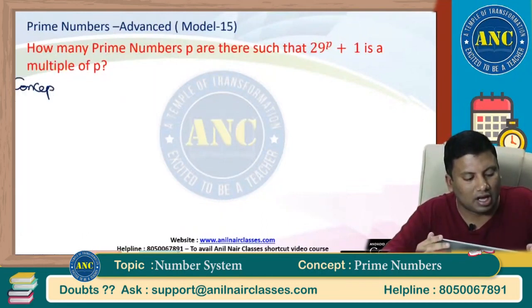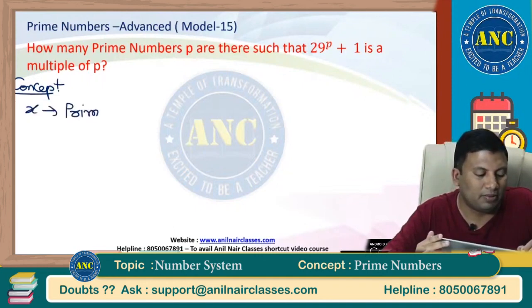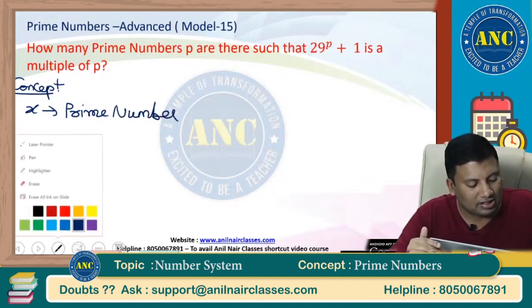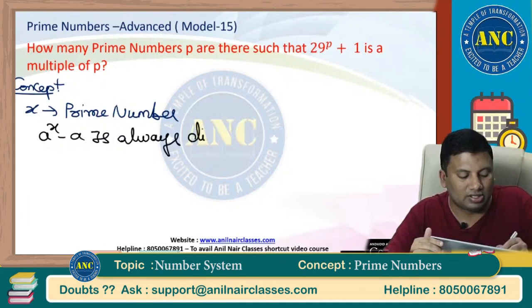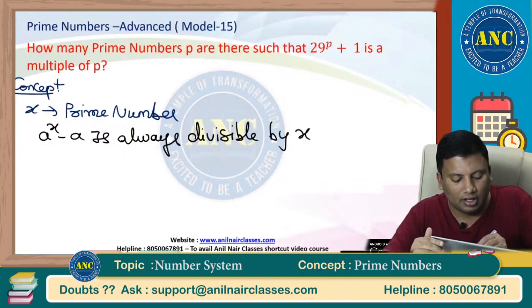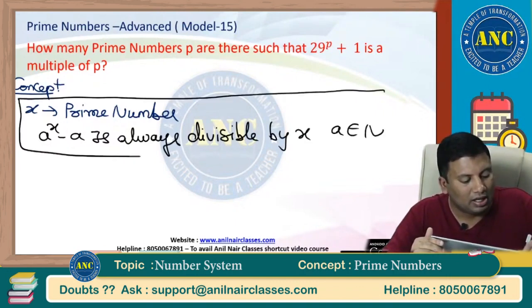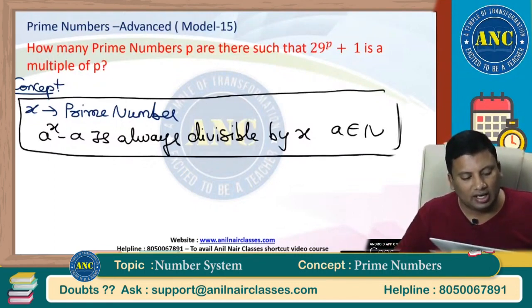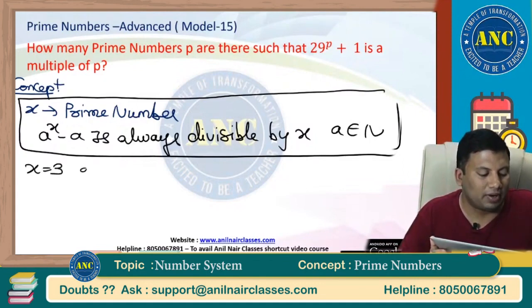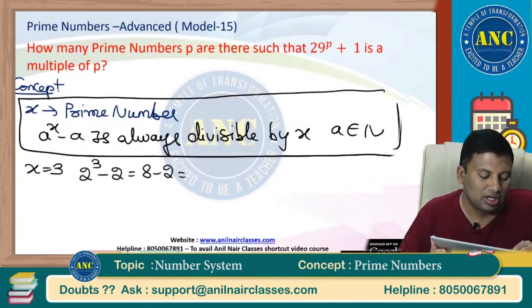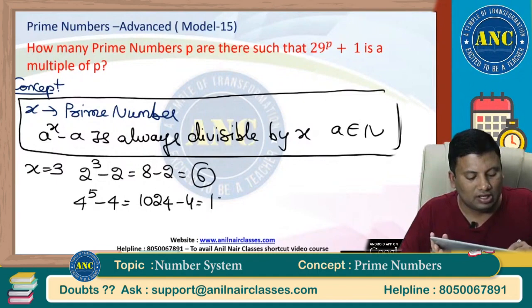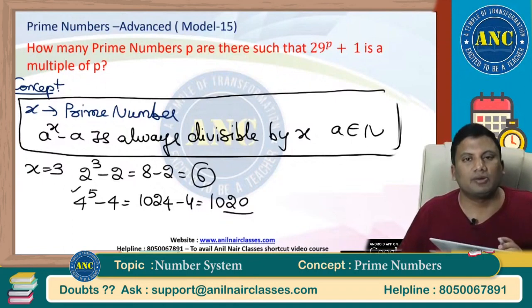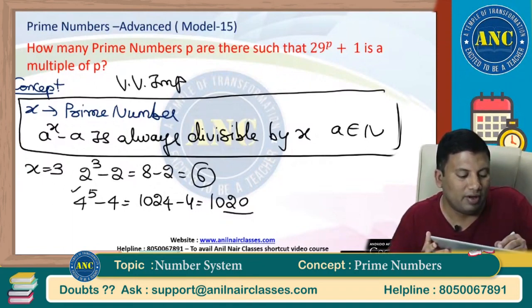Another conceptual question. Very, very important concept, sir. If x is a prime number, a power x minus a is always divisible by x. A should be a natural number. If x is 3, 3 is a prime number. 2 cube minus 2, 8 minus 2, 6. 6 is perfectly divisible by 3. If x is 5, 4 power 5 minus 4, this is nothing but 1024 minus 4, which is 1020. 1020 is perfectly divisible by 5. Very, very important key point.